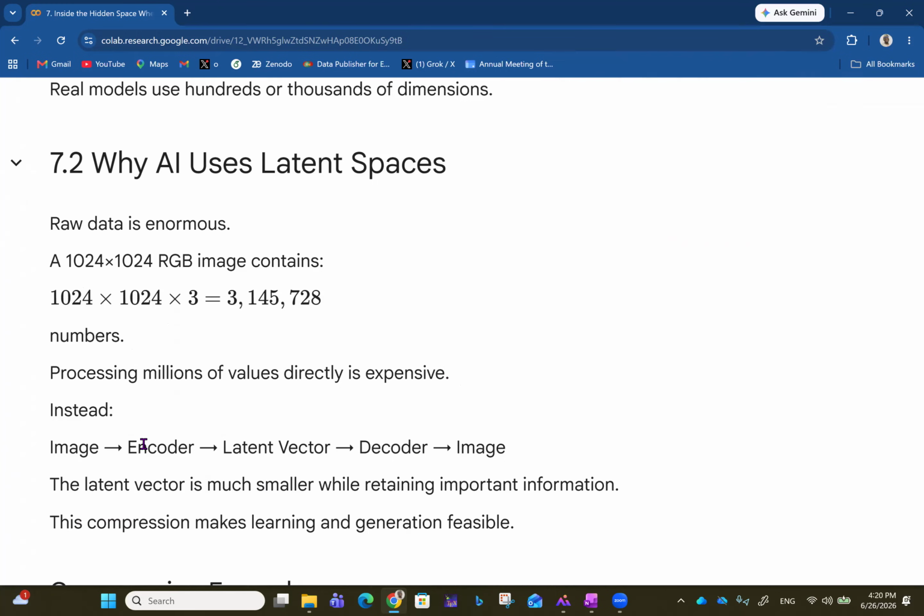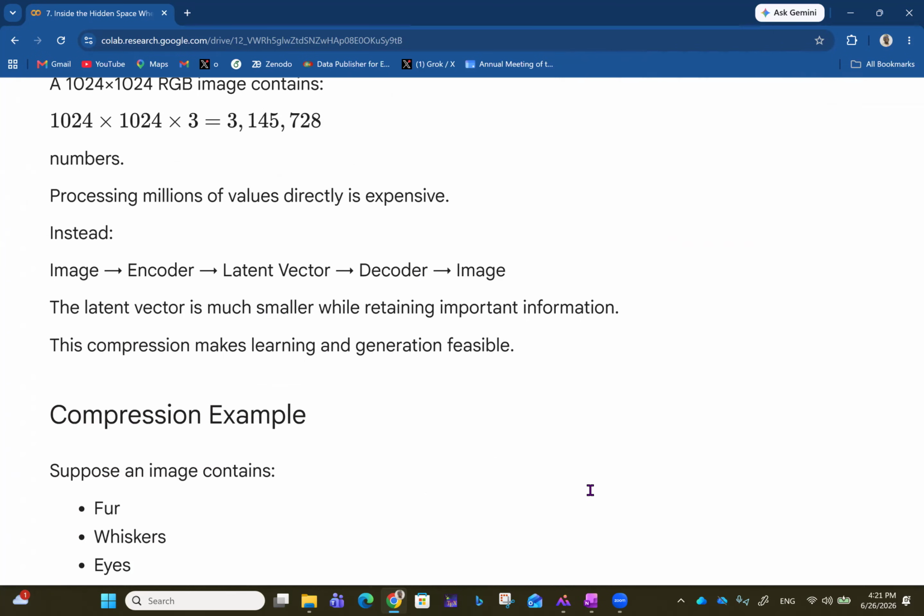This will look more like the embedding kind of thing we're talking about, right? So, image encoded, then we have it in a latent vector. Then you can decode it and, of course, generate the image. The latent vector is much smaller while retaining important information. This compression makes learning and generation feasible.